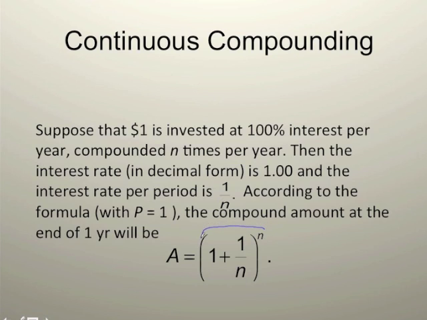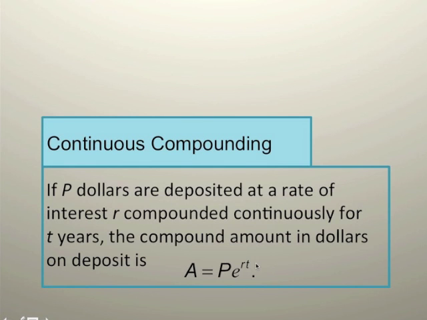Well, wait a minute. That looks vaguely familiar. Isn't that what we used to find e as n went to infinity? Well, there it is. If P dollars are deposited at a rate of interest R compounded continually for T years, the compound amount of dollars on deposit is A equals P e to the RT.